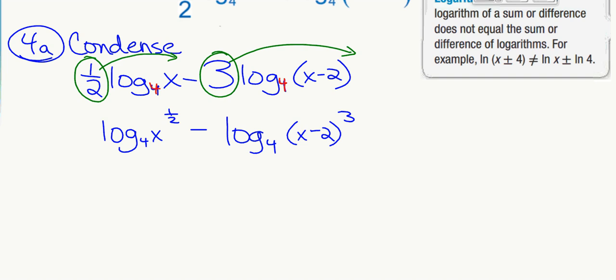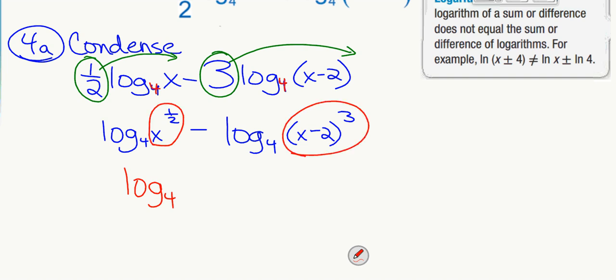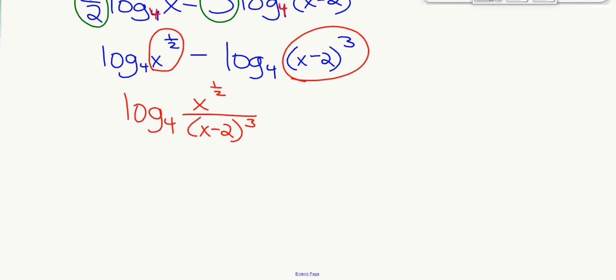The next thing I'm going to do is, this is a subtraction problem, so I'm going to use the quotient property. If I have the log base 4 of something minus the log base 4 of something else, I can write it as a single log base 4 of the first thing divided by the second thing. That'll be x to the 1/2 over x minus 2 in parentheses to the third. That's pretty much as condensed as it's going to get, but I will rewrite x to the 1/2 as the square root of x. So the log base 4 of the square root of x over x minus 2 in parentheses to the third. That's what's happening in that one.